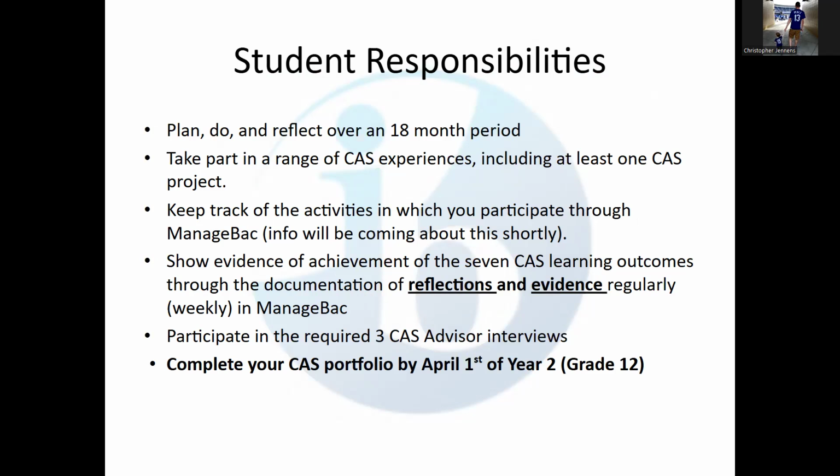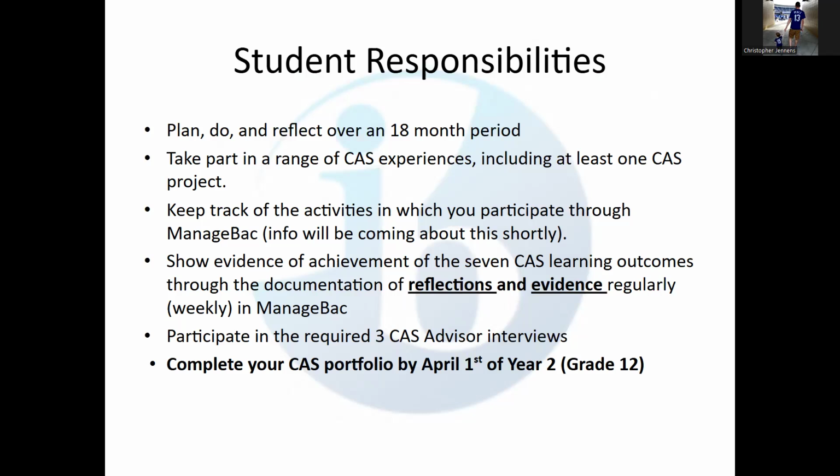And so the student responsibilities are to reflect, plan, do, and reflect over an 18-month period, taking part in a range of different CAS experiences, including at least one CAS project. And we'll detail what that means in a moment. These activities will be kept track of and logged in ManageBack, and you will receive separate information on how to go about documenting these CAS experiences in ManageBack.